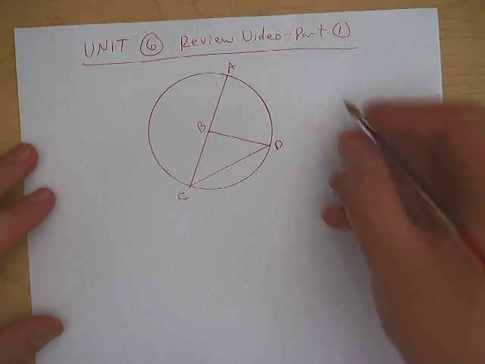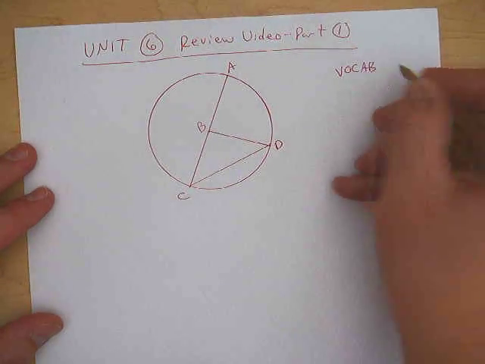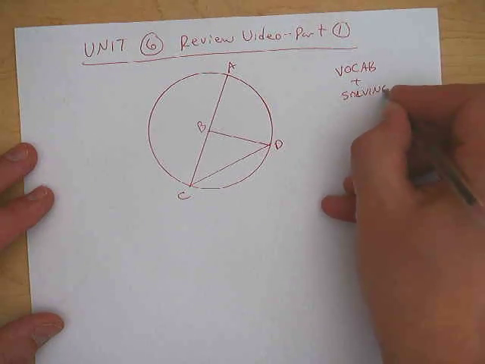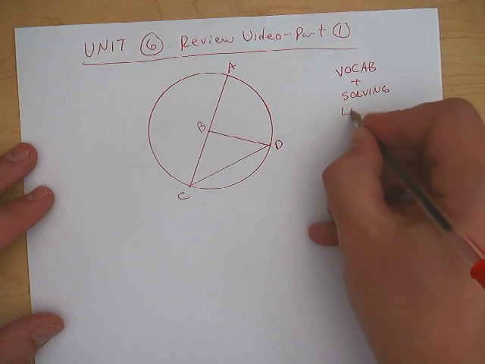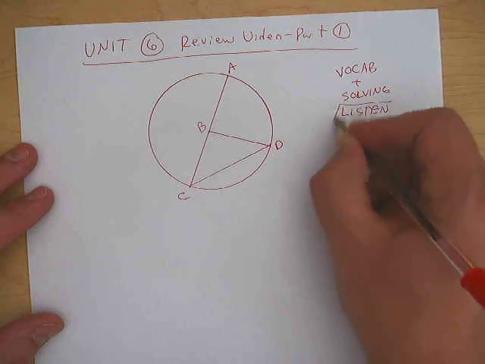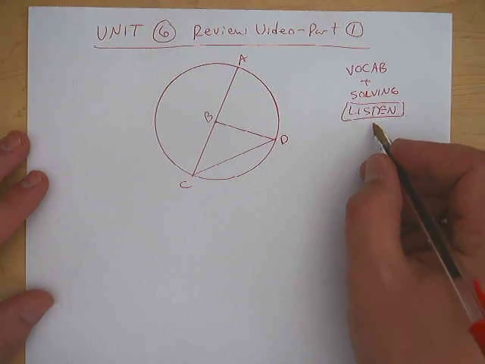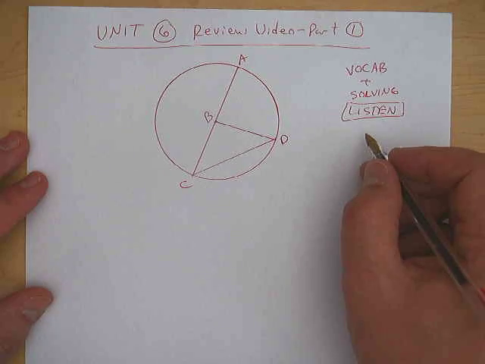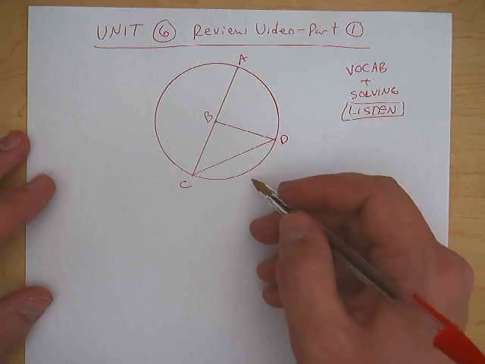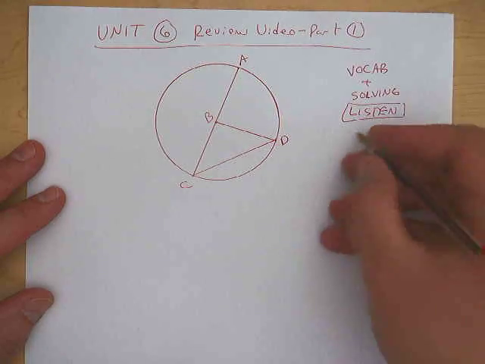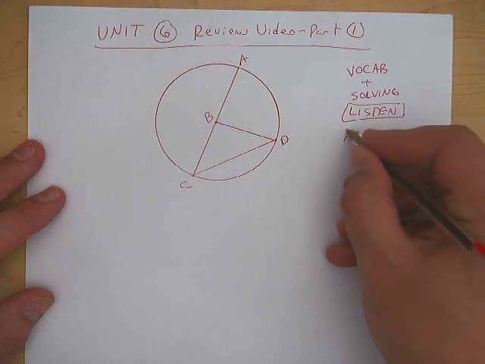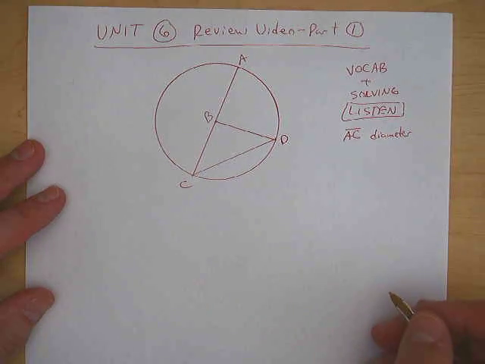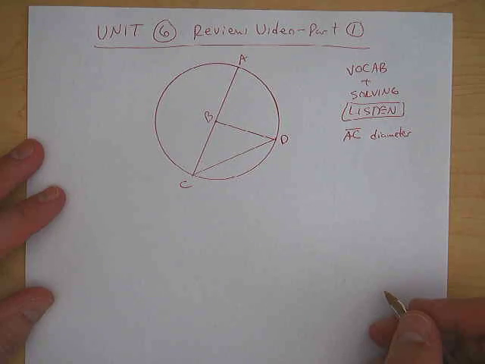Now, in this test, you're going to have to know vocab and how to solve problems. So vocab is important. It's very important that you listen to what I'm saying, because if you're listening, then you're going to know the vocab terms. So let's look at a few of the terms. AC, A to C, is called a diameter because it's a chord that runs through the center of the circle.